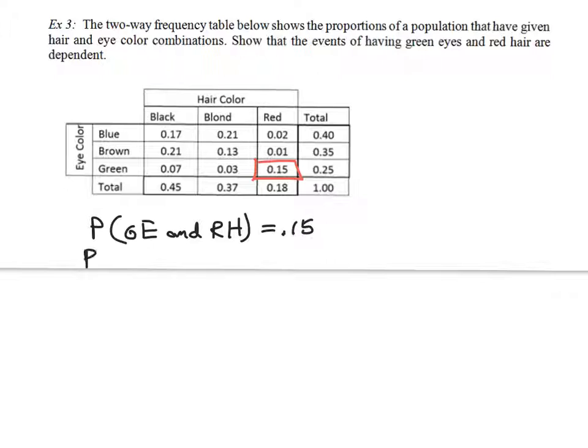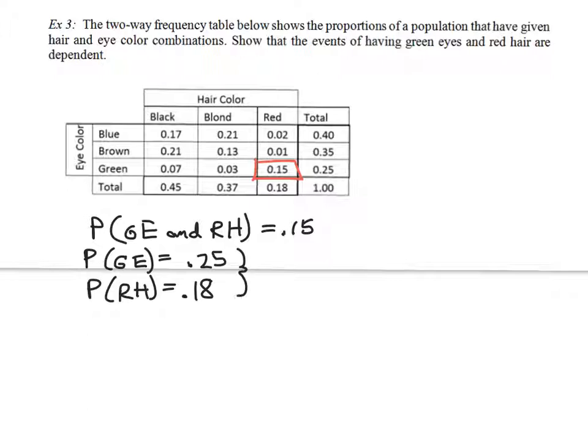Now let's go ahead and find the probability of having green eyes. When I look for the probability of having green eyes, I see that 0.25 is going to be the probability of green eyes. Let's do the probability of having red hair. Looking at my total red column here, that probability is going to be equal to 0.18.